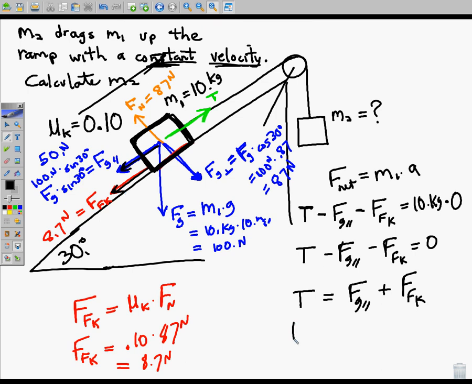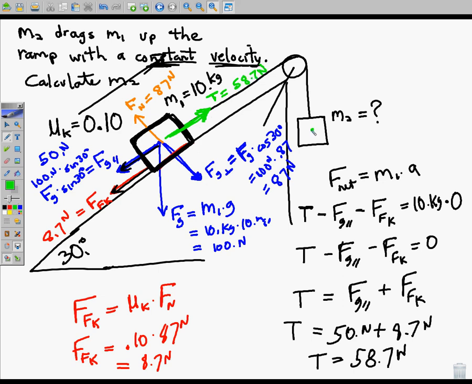So what does T end up equaling? FG parallel is 50 newtons. FFK is 8.7 newtons. So what's T? 58.7 newtons. So now we know that T right there is 58.7 newtons.